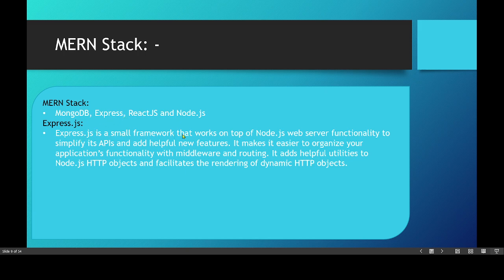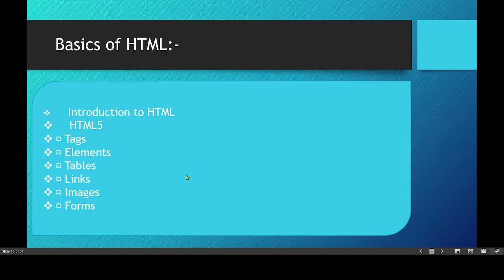Express.js is a small framework that works on top of the Node.js web server functionality to simplify its APIs and add helpful new features. It makes it easier to organize your application's functionalities with middleware and routing. It adds helpful utilities to Node.js HTTP objects and facilitates the rendering of dynamic objects.